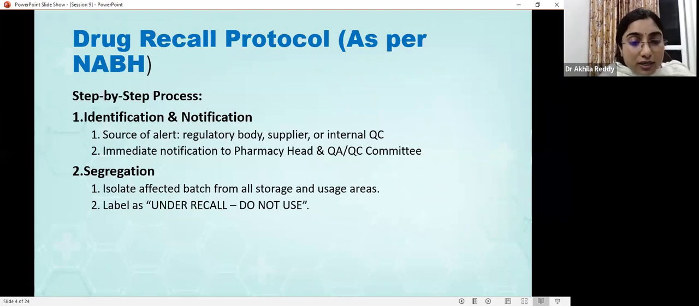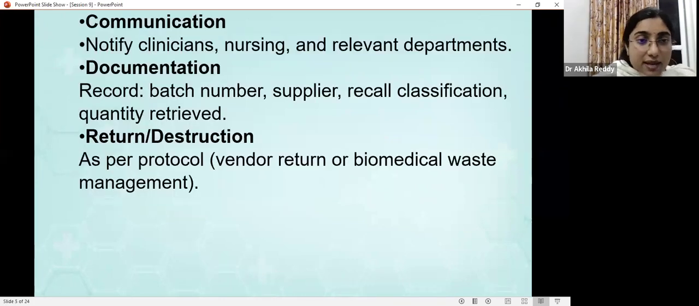If you don't label it, people might not know that this medication is under drug recall, and they may give the same medicine to the patient. So to avoid those kinds of medication errors and mistakes, from our end we have to label that it is under drug recall, do not use. Then the medicine should be placed separately, and it can be flagged as do not use with the label.